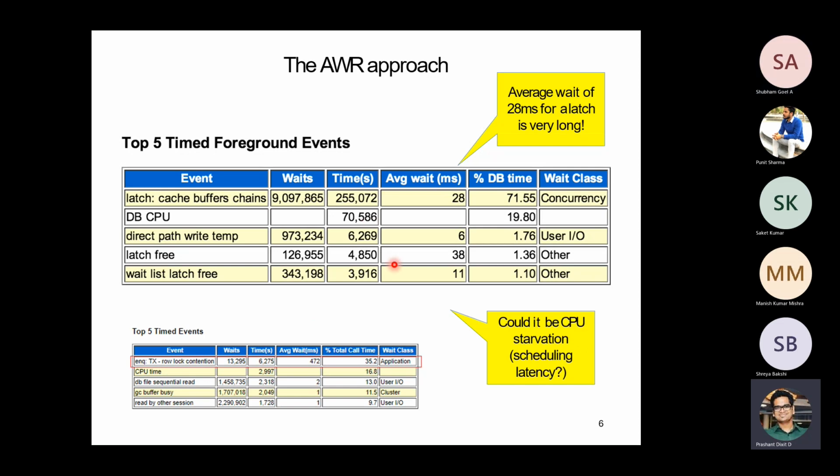You just generated the AWR from that problematic system. Now you begin your analysis, because you cannot directly jump into the SQL. You first need to understand what the wait is and everything, before you comment on anything.